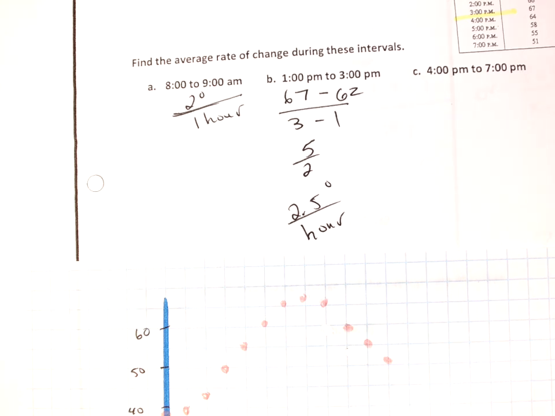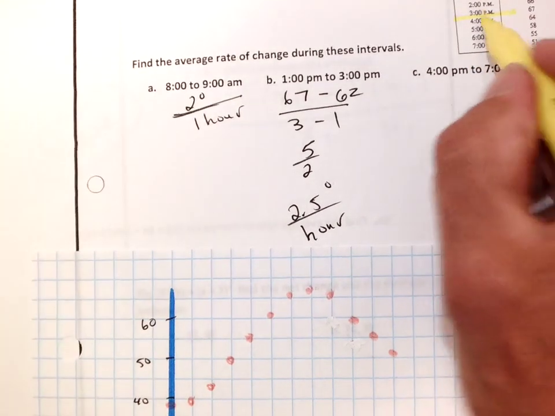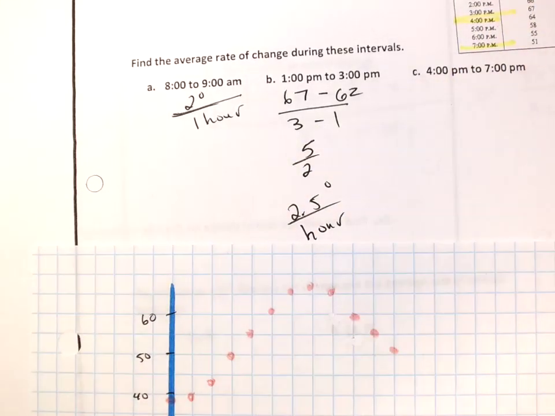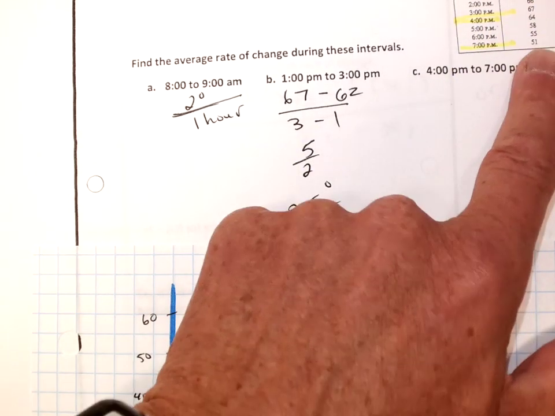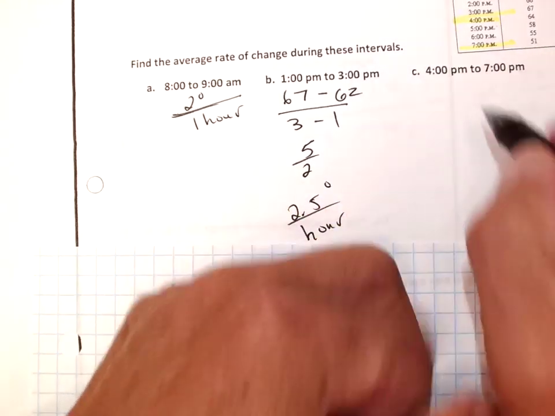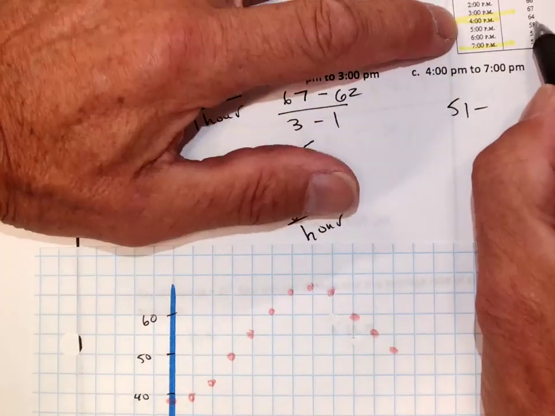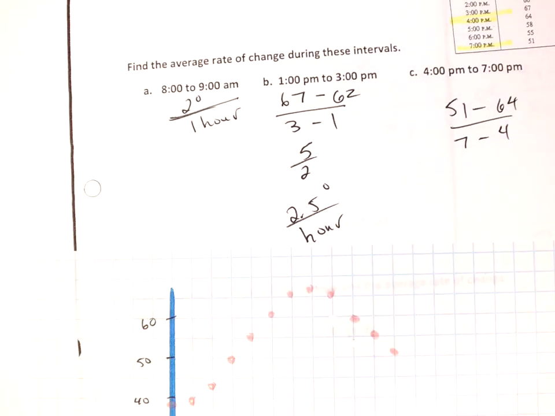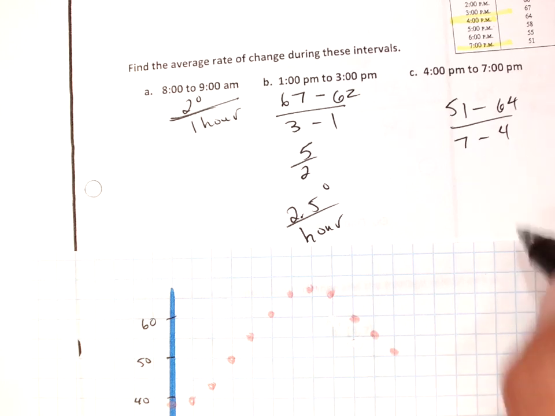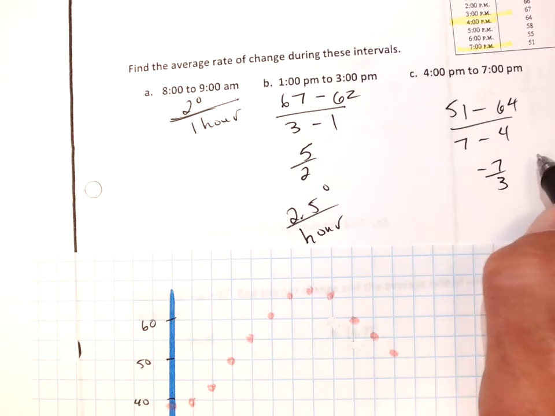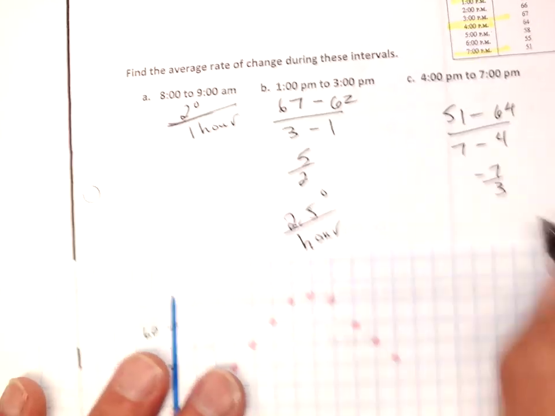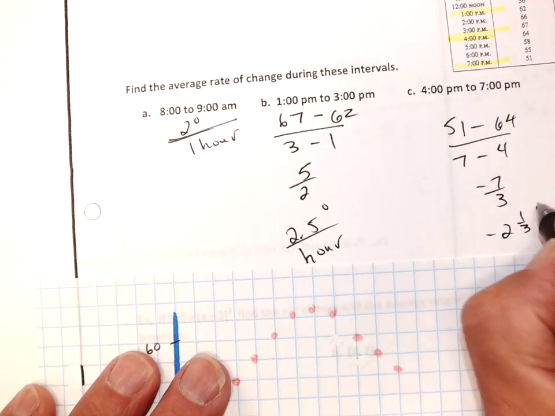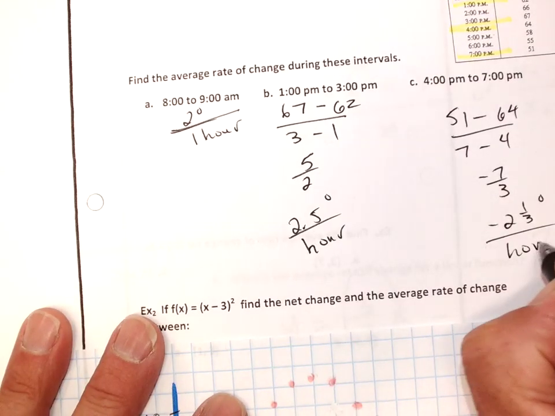From 4 to 7. Okay, from 4 to 7. Here's 4 to 7. We're going to go, again, y2, so 51 minus y1, which is 64, over 7 minus 4. Okay, I've got my y2 minus my y1 over my x2 minus my x1. Okay, so negative 7 over 3, or negative 2 1/3 degrees per hour.